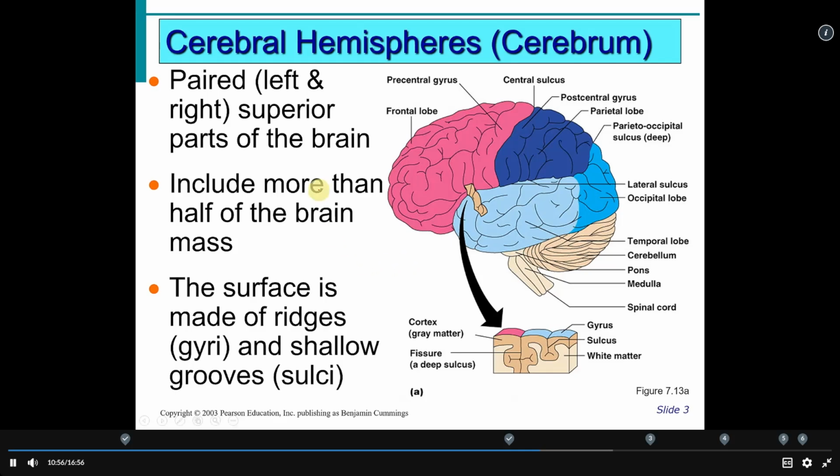Now, a little bit of grammar here. You can say cerebral hemispheres, in which cerebral is an adjective, so it's describing hemispheres.